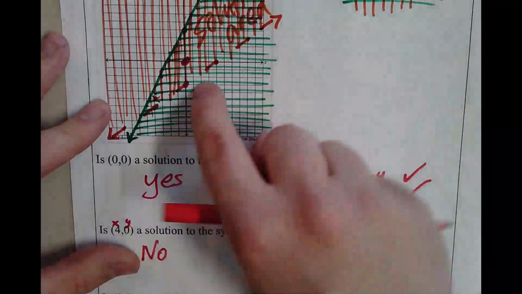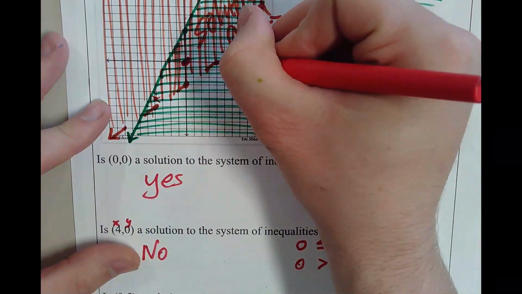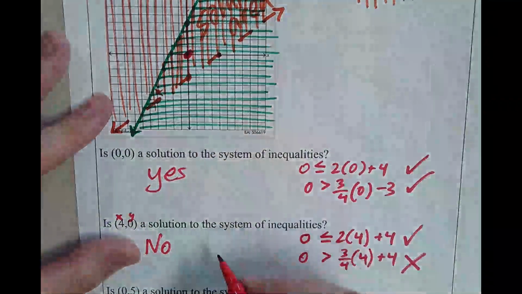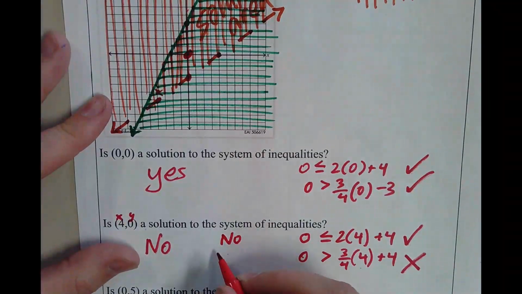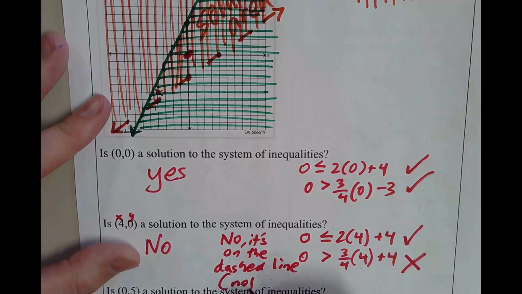Alternatively, we have a dotted line. Is a point on a dotted line going to be a solution? 4 comma 0 right there? 4 comma 0 is not a solution, so you can say no. It's on the dashed line, which means it's not a solution.